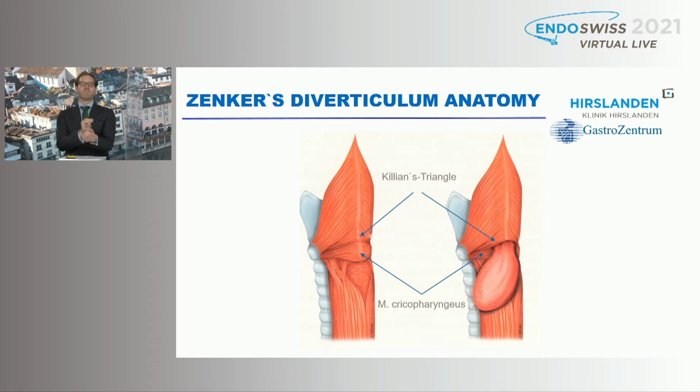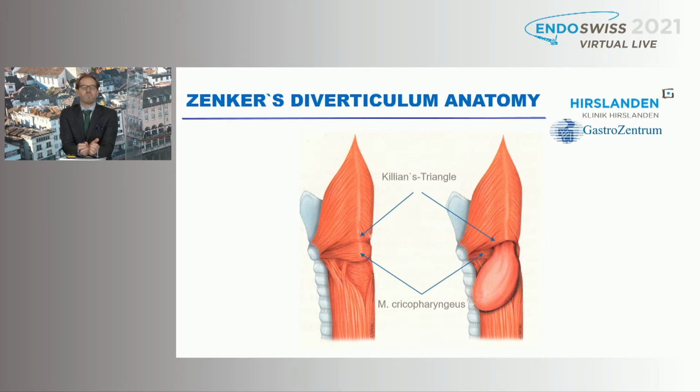In my first picture, you see the muscles of the upper esophagus and the hypopharynx. And you can see here the cricopharyngeal muscle. And right about this cricopharyngeal muscle, you see the area, the so-called Killian's triangle. It's an area where we have less muscles or even no muscles. And that is the area where the mucosa herniates through. And as it's right above the cricopharyngeal muscle, the ZENKER diverticulum is actually called a hypopharynx diverticulum and not an esophageal diverticulum. And that might be a bit of a controversy.